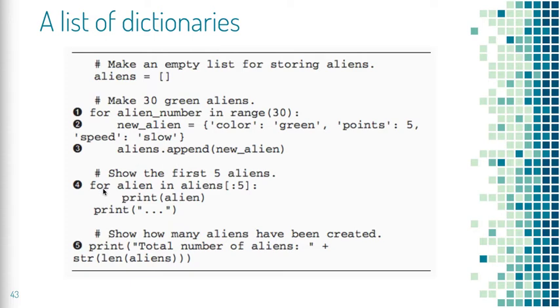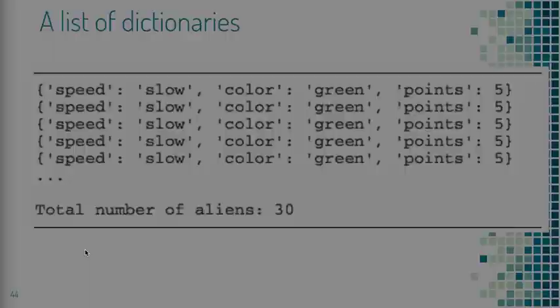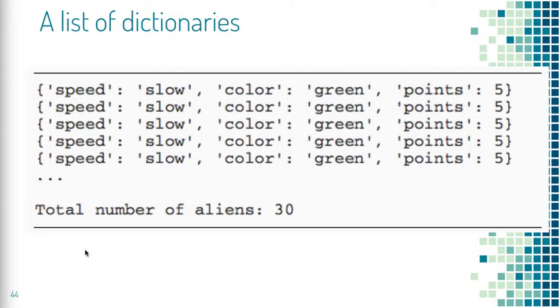Here, we use a slice to print the first 5 aliens. And then here, we print the length of the list so we know that we've created 30 aliens. Here's a piece of that output. The 3 dots here simply mean that we've cut the code off. It would go on 30 times, and that would not fit on our screen.